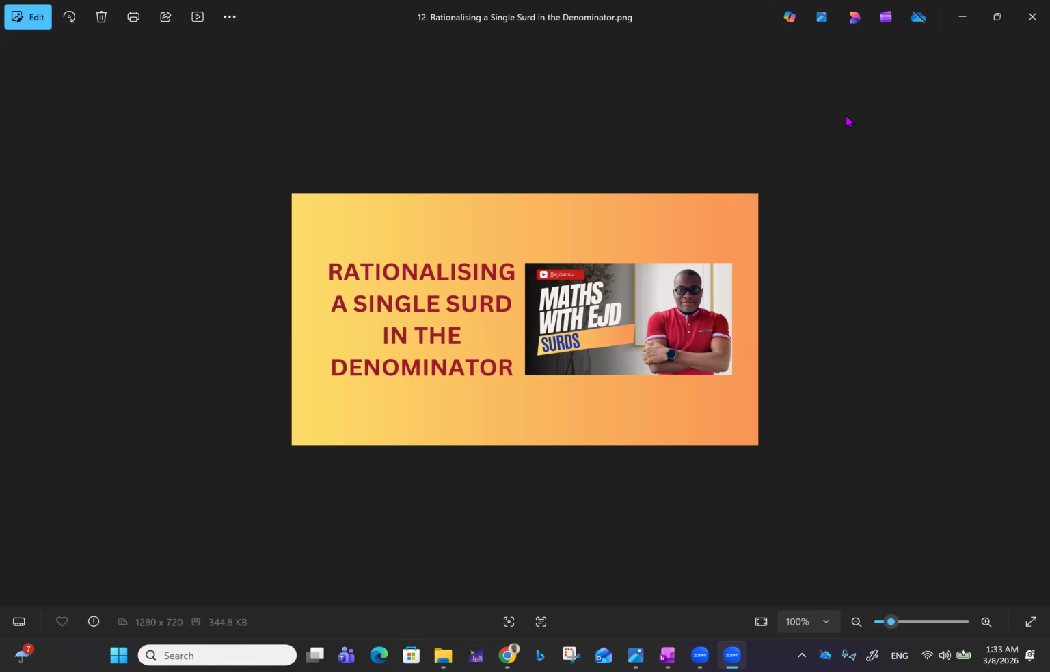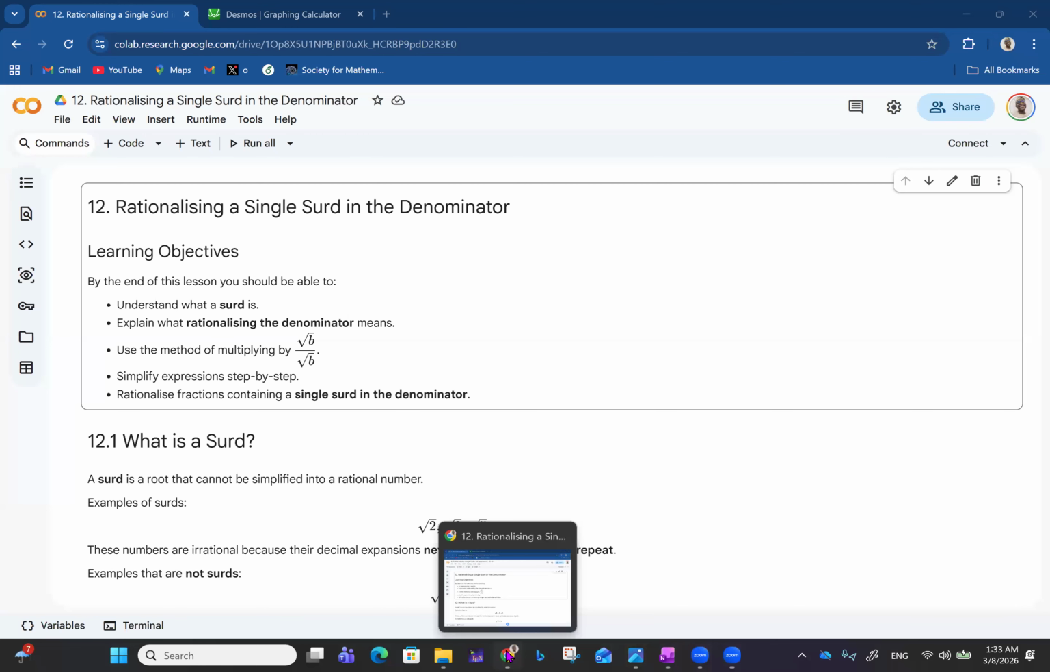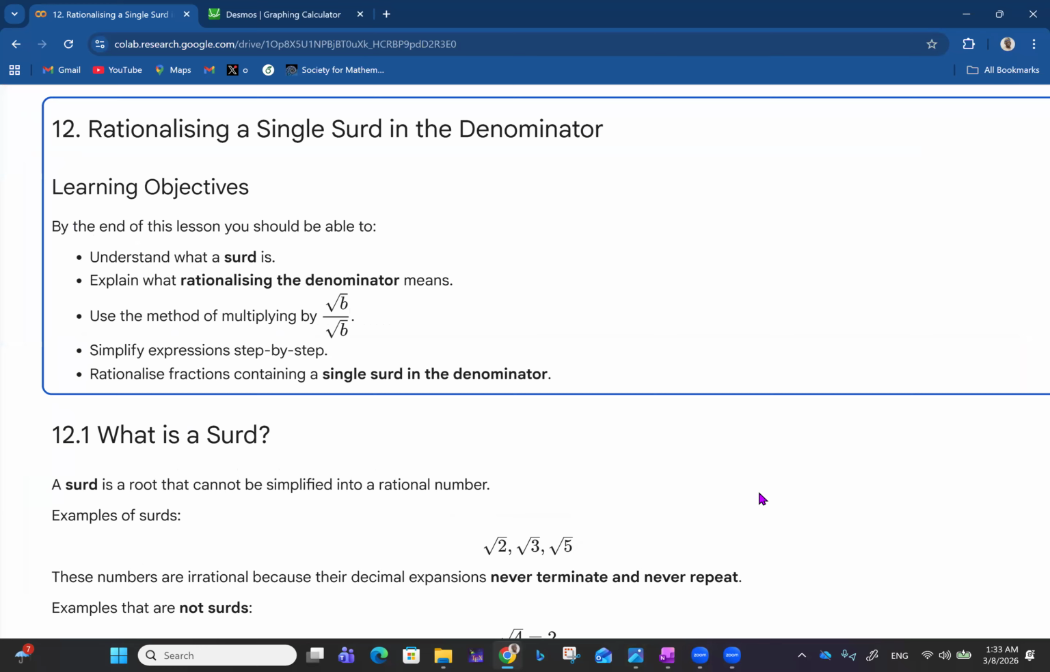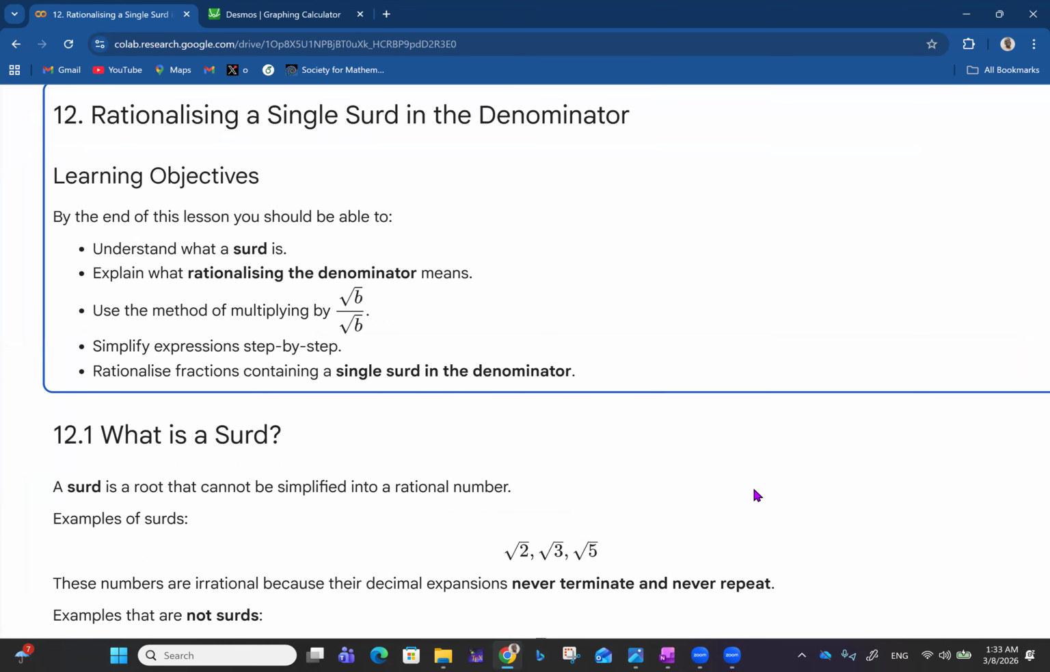So in this video, we're looking at rationalizing a single surd in the denominator. We've done it a couple of times, but we just want to look at it more intently. So the learning objectives: by the end of this lesson, you should be able to understand what a surd is. I mean, you already do that.